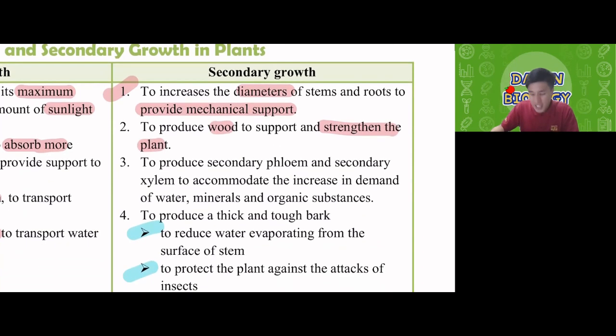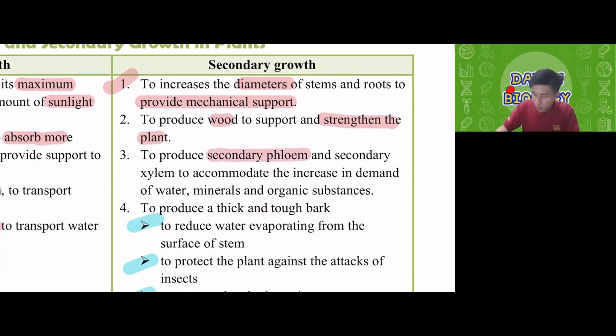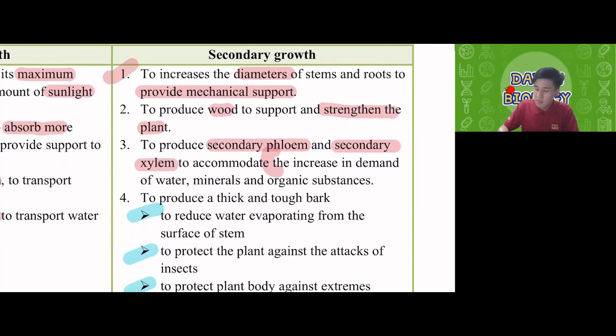Okay. And they say here, produce secondary phloem, secondary xylem. So what's the purpose of secondary phloem and xylem? Because as the plant grows bigger, you need more xylem and more phloem to meet the increased demand for water, minerals, and organic substances. Meaning as you grow bigger, you need more water, more organic substances. So that's why you need more phloem, more xylem. So that's what the secondary phloem and xylem is for.